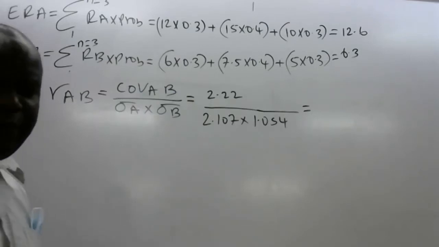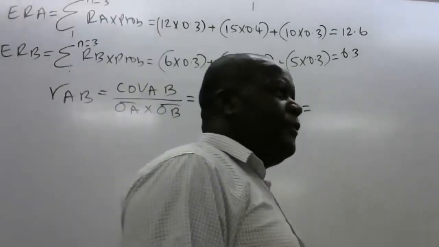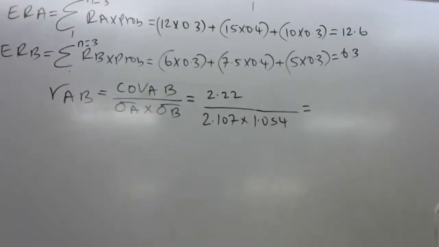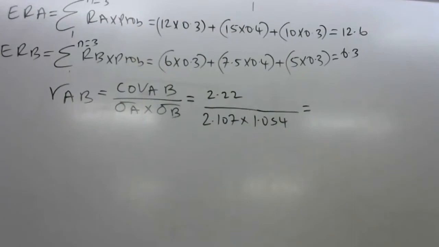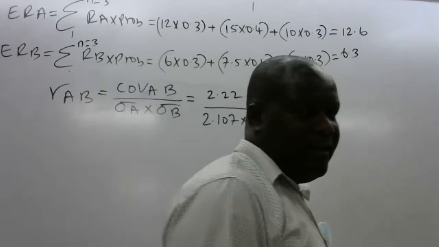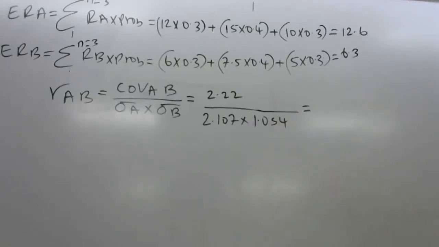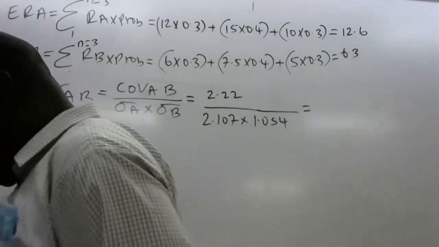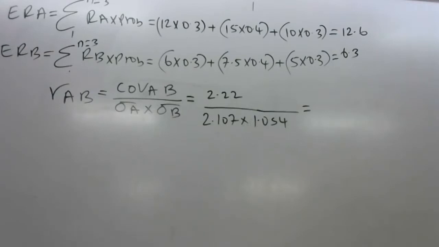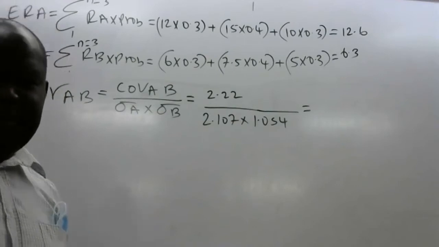So you round it off. It should either be positive one or negative one or in between. The correlation coefficient is either negative or positive, so you need to indicate that. We need to indicate that to see what we should be able to have. Someone is getting positive 0.7.